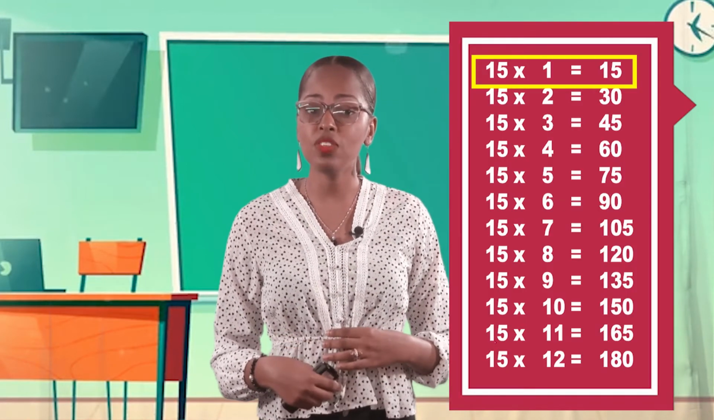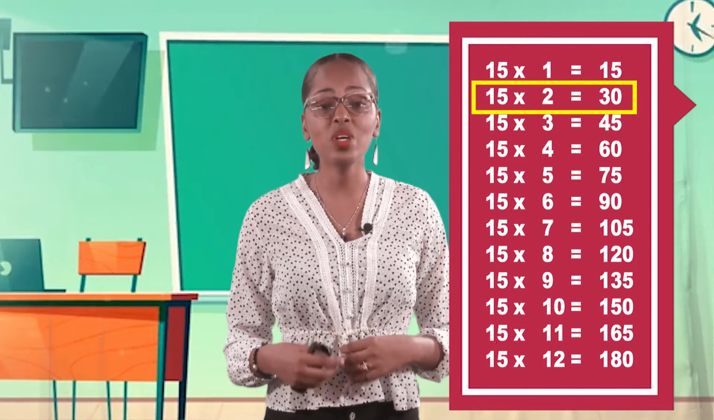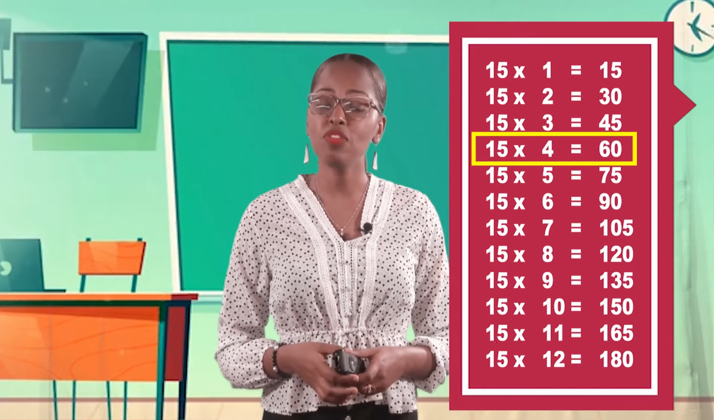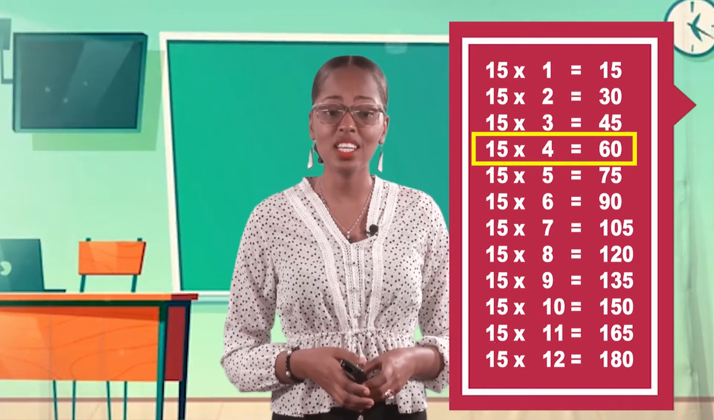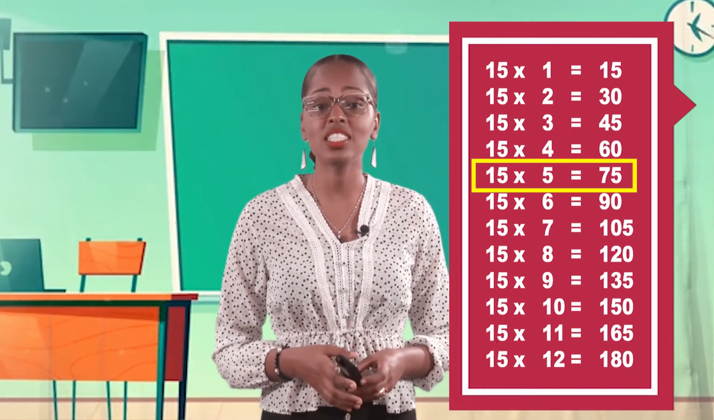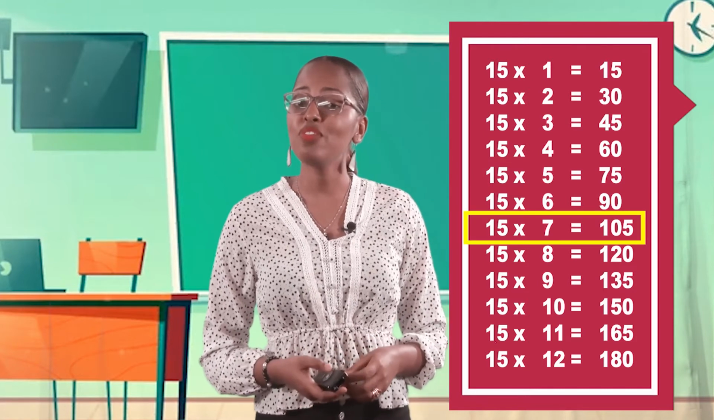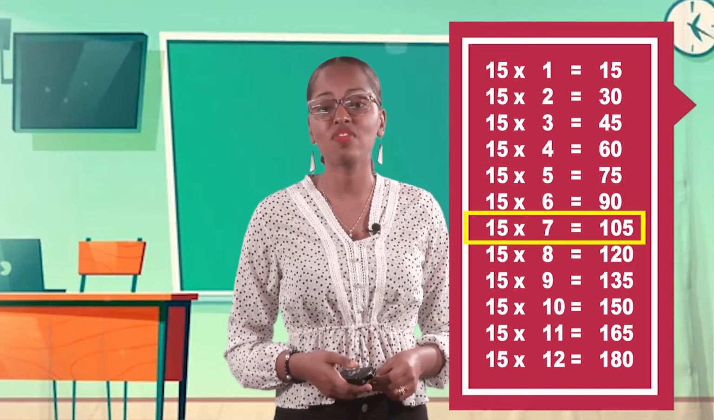Let's go. 15 times 1 is 15. 15 times 2 is 30. 15 times 3 is 45. 15 times 4 is 60. 15 times 5 is 75. 15 times 6 is 90. 15 times 7 is 105.